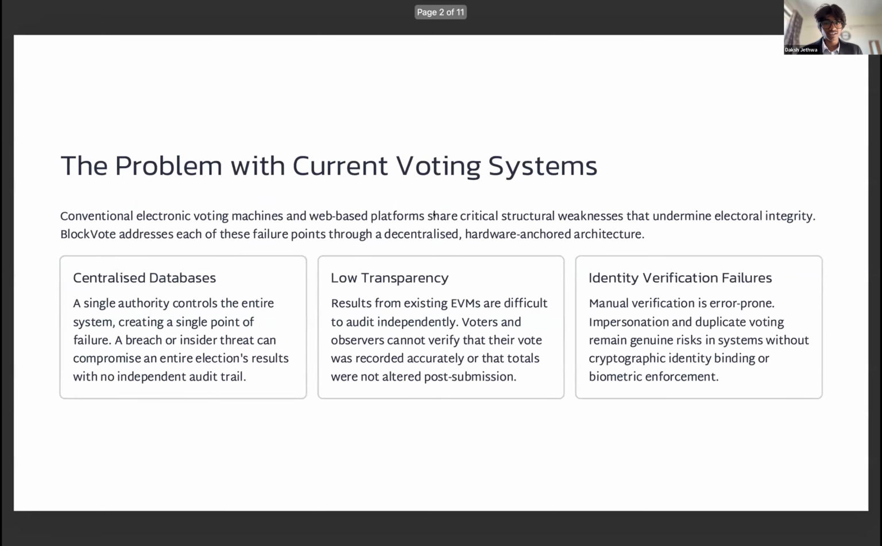To understand the need for this system, let's look at a simple reality. Most voting systems today ask us to trust a black box. We press a button and we hope that the system does its job. But there are three major issues. First, centralization. A single authority is centralized, and if that authority malfunctions, that becomes a single point of failure. Second, lack of transparency means results cannot be independently verified. Third, weak identity verification allows risks like impersonation and duplicate voting. So the real question becomes, can we eliminate trust altogether?